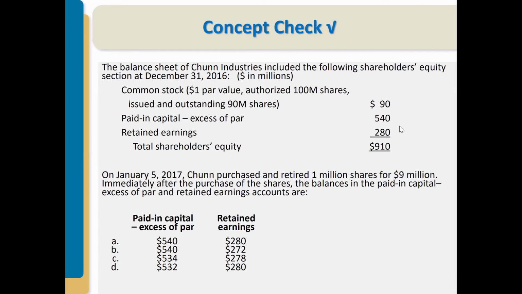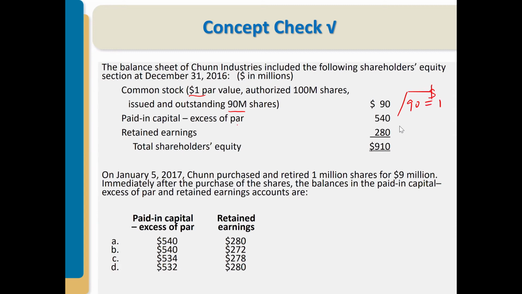And this is just an example related to share repurchase. The balance sheet of this company includes the following shareholders' equity sections. The common stock has a $1 par value, and the total is $90 million, 90 million shares. If you divide by 90, you get $1 per share. This is the par value.